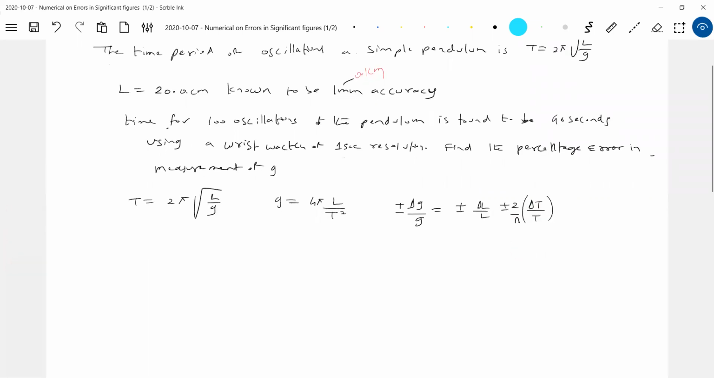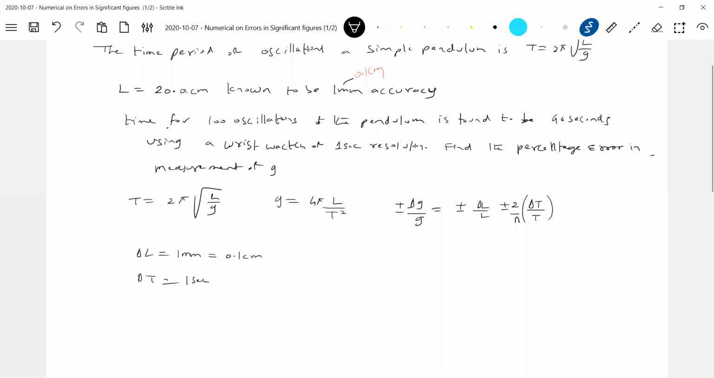Now let's analyze all of this one by one. What is delta L? 0.1 centimeter, that is 1 millimeter accuracy. But it didn't say mean absolute error. What is the possible mean absolute error you can make? That is called accuracy here. The terminology is a little bit different. And the next one says resolution, which is the mean absolute error. How much can you do? 1 second. So delta T is 1 second.